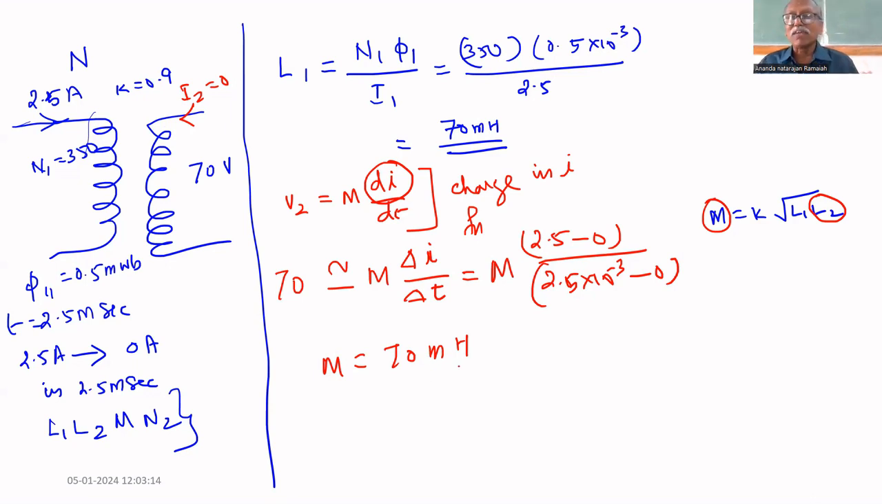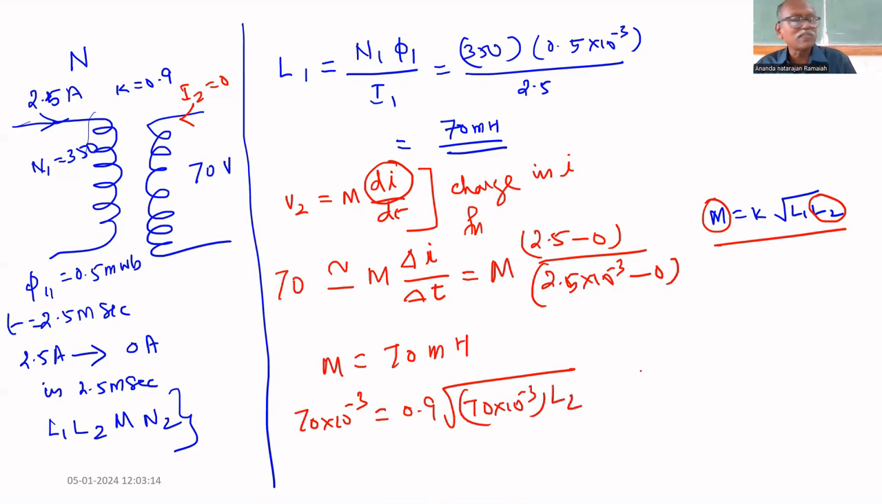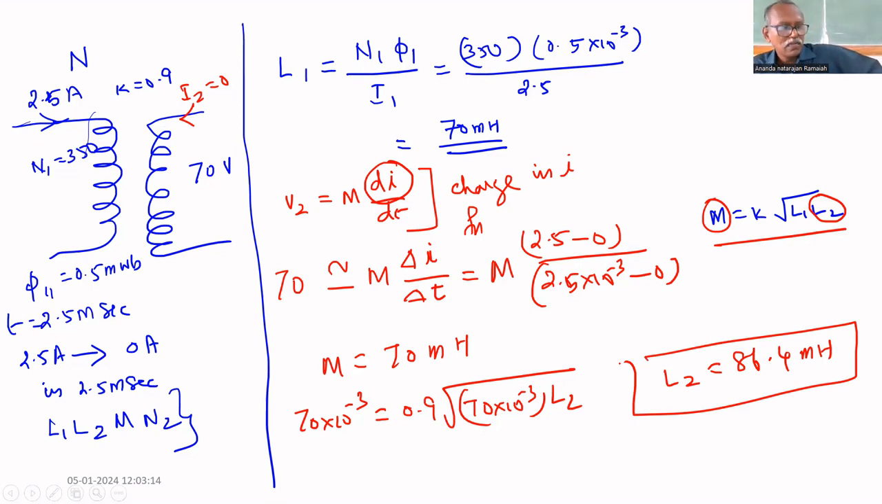So now we can use this formula to find L2. M equal to 70 into 10 power minus 3 equals K, 0.9, times the square root of L1, which we already got, 70 into 10 power minus 3, times L2. From this we can find L2. L2 equal to 86.4 millihenries. Then the only thing left is N2.